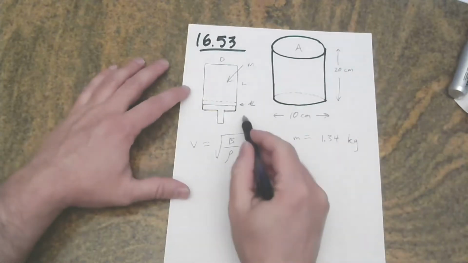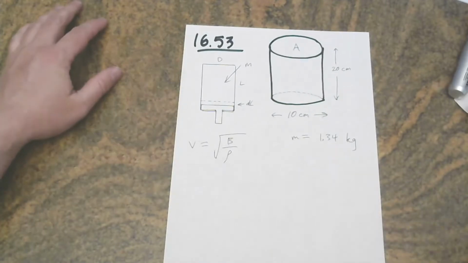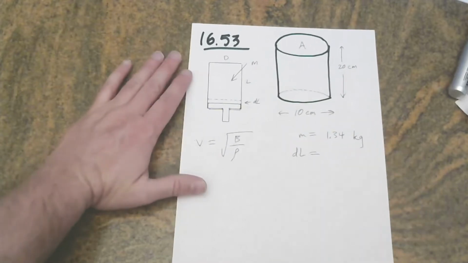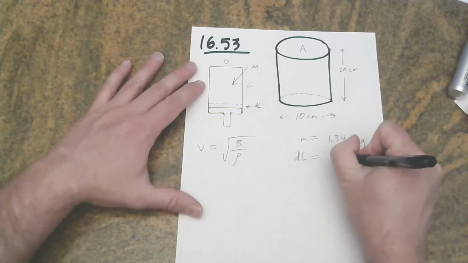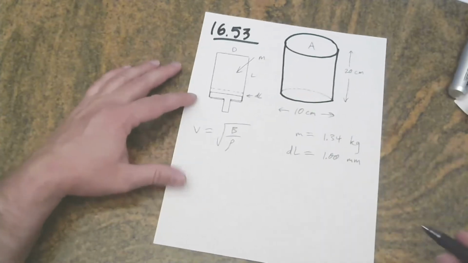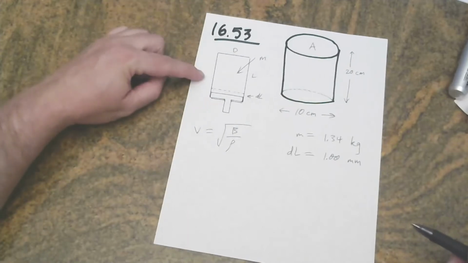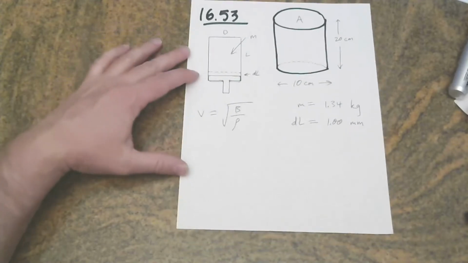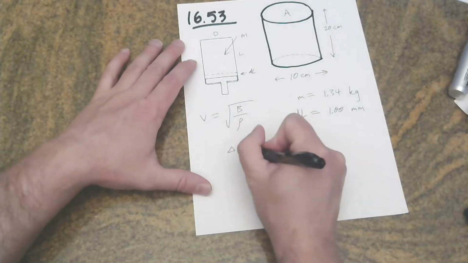What else are we told? The amount by which the piston is slid up the cylinder is 1 millimeter. A thousandth of a meter. And we're told that in doing so, the pressure inside increases by 41 atmospheres. Whoa. So I'll write that as delta P.